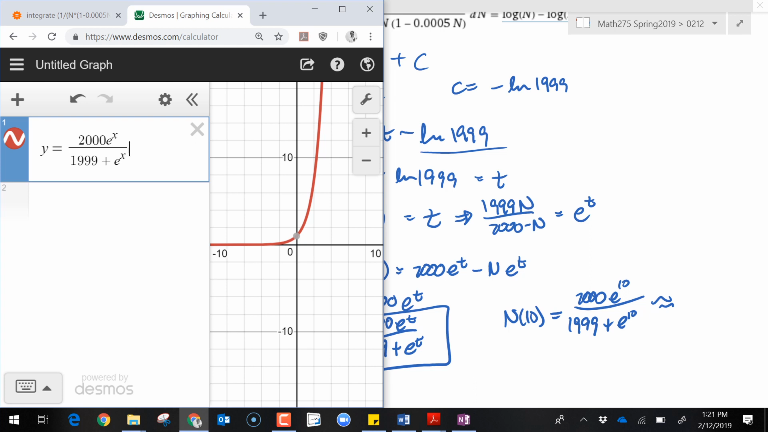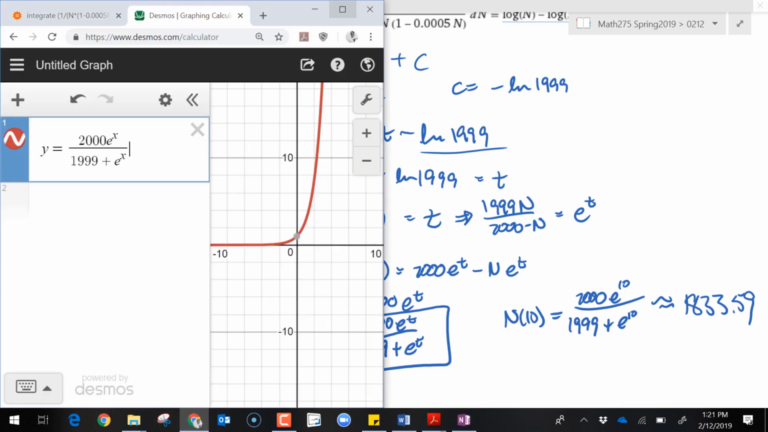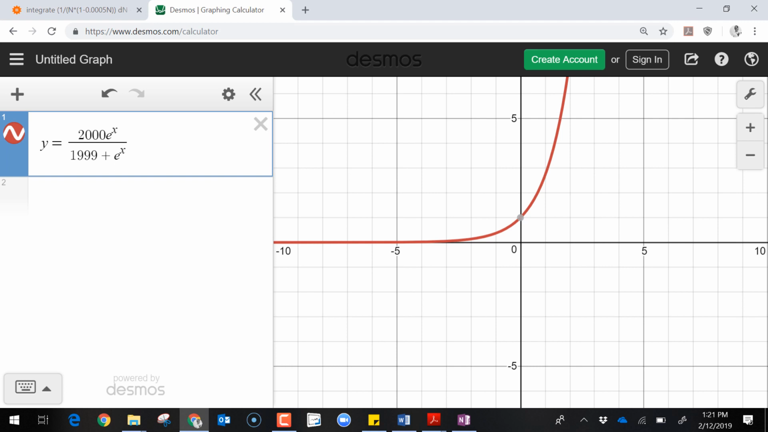What do we get? $1833.59. No, that's fine. So it's between 0 and 2000. That's good, right? It's closer to the 2000 mark than 0, so that kind of makes sense. I started to graph it, and so far my graph looks like this. That's not helpful. What do I need to do to visualize this properly?